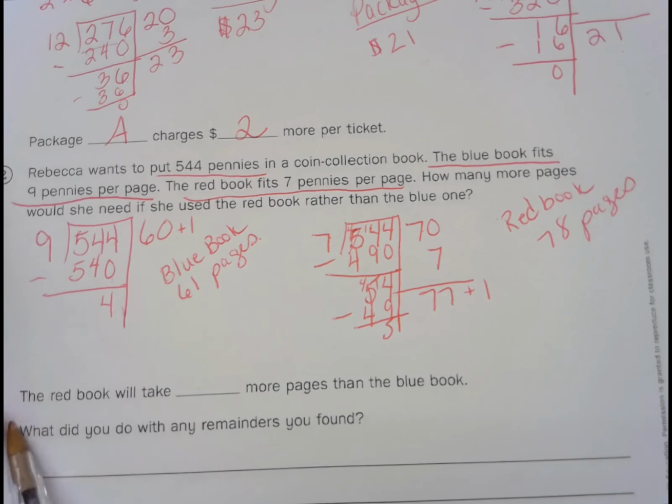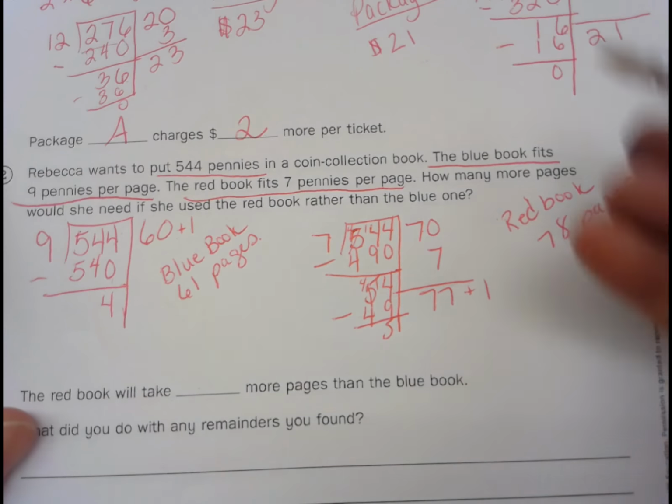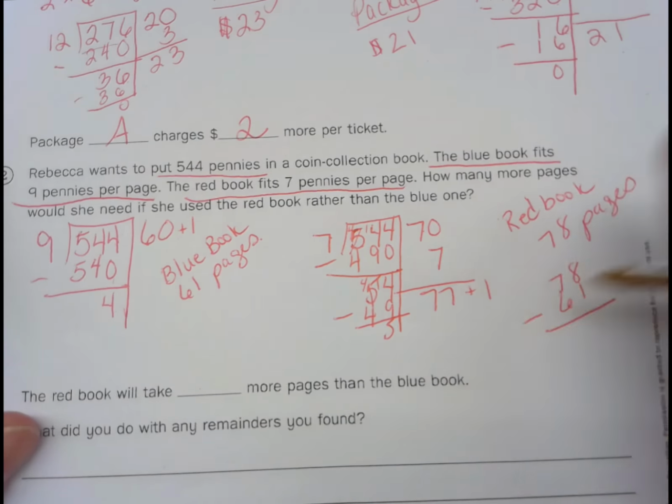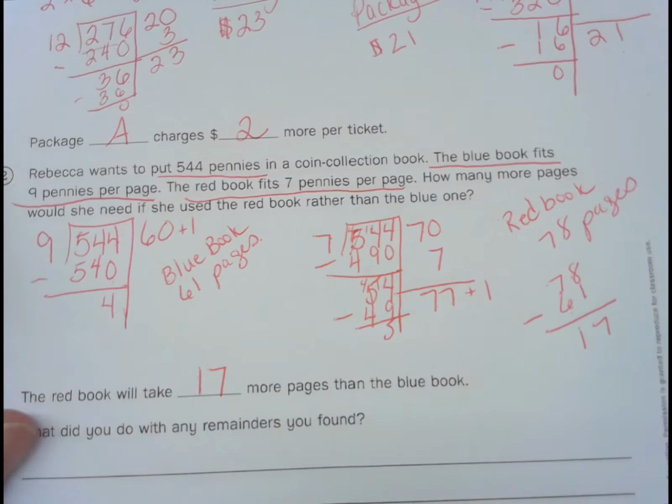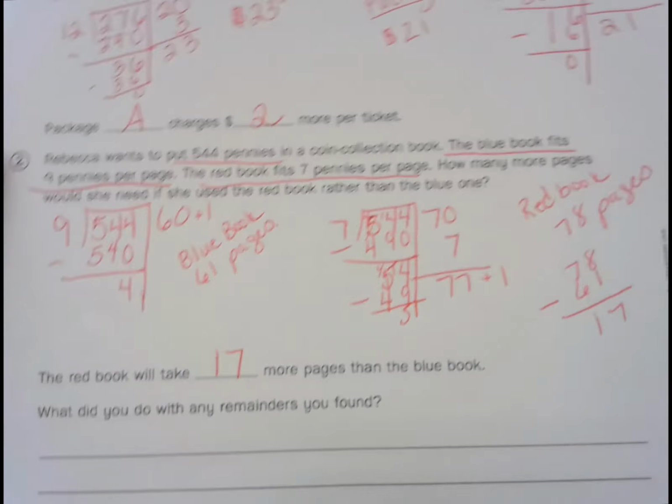So the red book will take how many more pages than the blue book? So we have to subtract 78 minus 61. 8 minus 1 is 7. 7 minus 6 is 1. So it's 17 more pages.